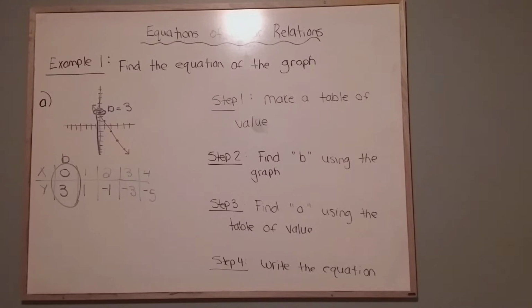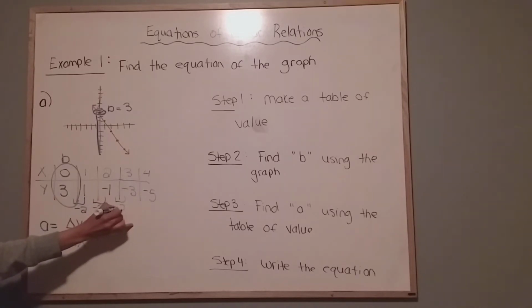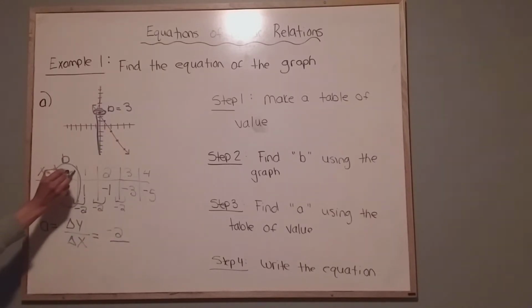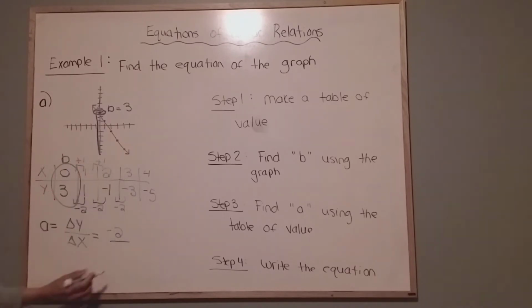Step 3 is to find your A. And remember when we've done this in the past, A is equal to the change in y divided by the change in x. So how do I figure out the change of y? I look at what's happening here. I'm going down by 2. I'm going down by 2. I am going down by 2. So my change in y is going down by 2. Then here I look at my x. Every single time I am going up by 1. So x is 1. So my A is equal to negative 2.